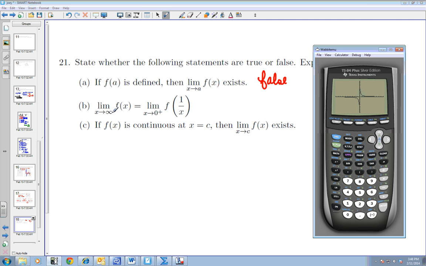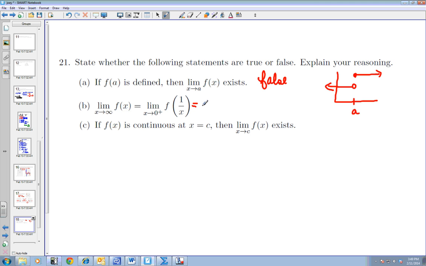Okay, the limit as x approaches infinity of f of x has to equal the limit as x approaches 0 from the right of 1 over x. That's not necessarily true because I could have a limit of f of x. This could equal anything. This says this has to equal positive infinity. We don't know what f of x is. It could equal any number. So I don't know why he wants you to put, but I'm going to say that's false.